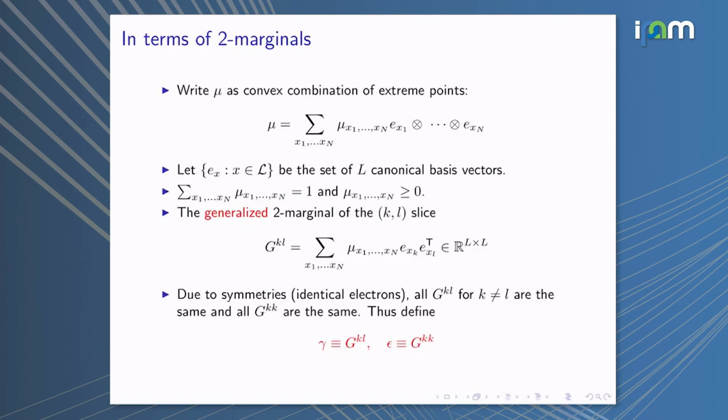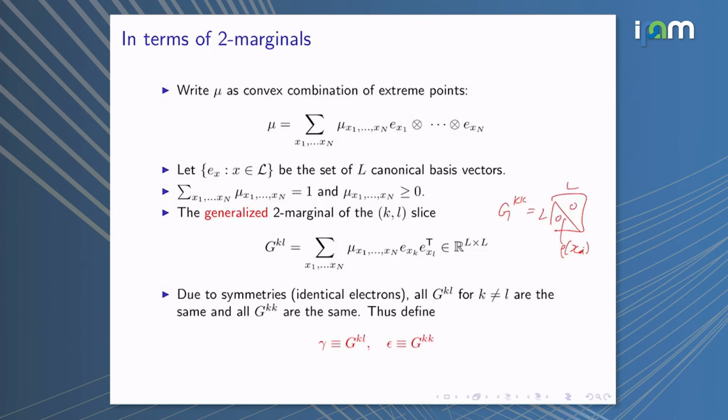So in the case of K equal to L, this G_KK will just be an L by L matrix where on the diagonal it gives you the rho, rho x. So this is a special case.